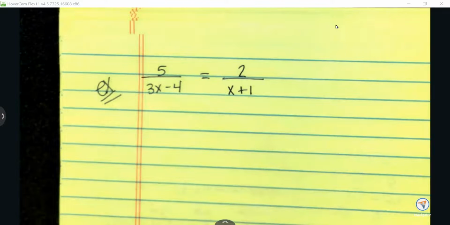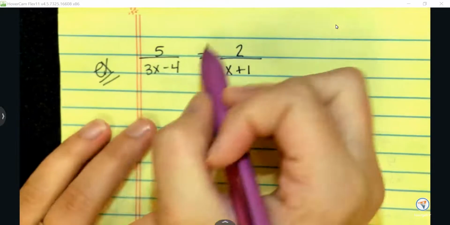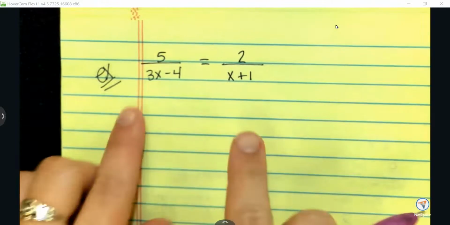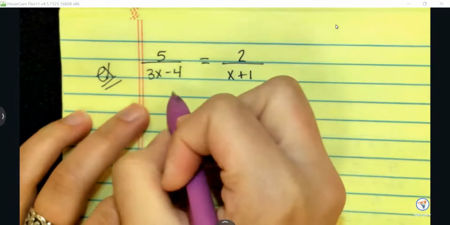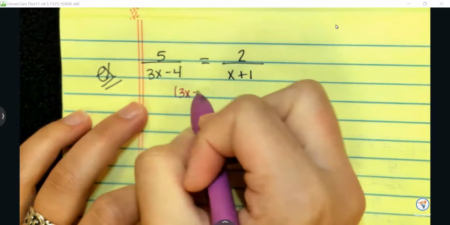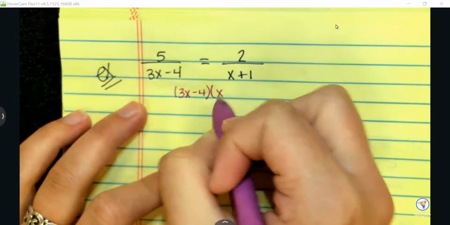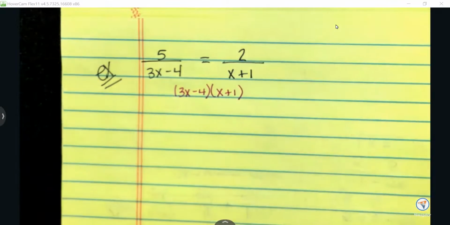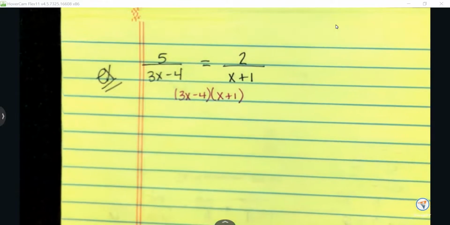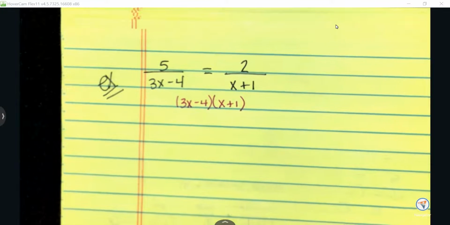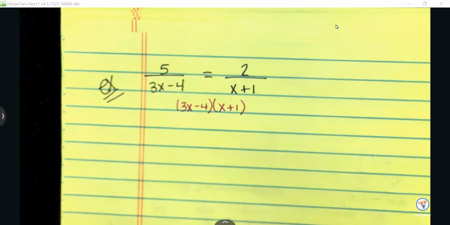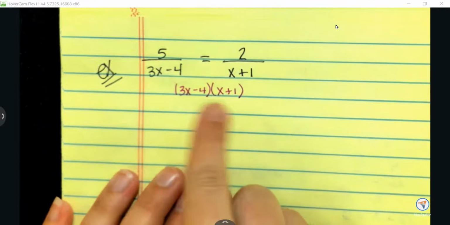You're just going to bring them together. So my new denominator is going to take both of these and come together. My new denominator is going to say 3x minus 4 times x plus 1. So all I did is I took both denominators and brought them together. Okay. This is the denominator I need.